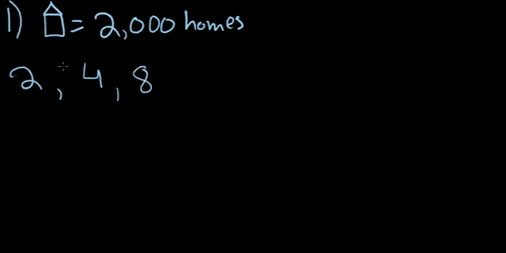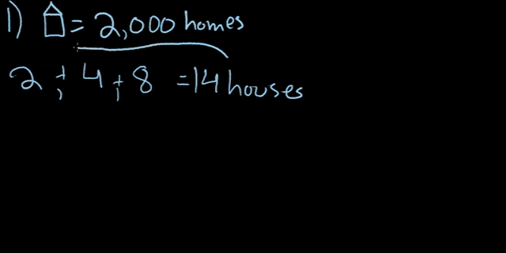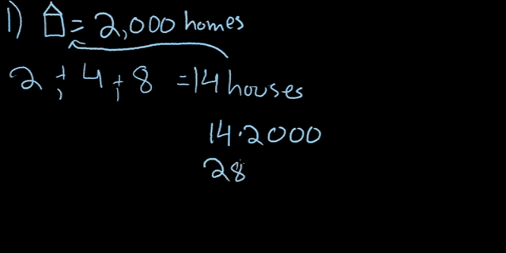So the total equals 14 houses. Houses as in these. So now we have to multiply 14 times 2,000. 14 times 2 is 28. Add 3 zeros. 28,000 homes were built. That's choice E. That was pretty good for a first question.